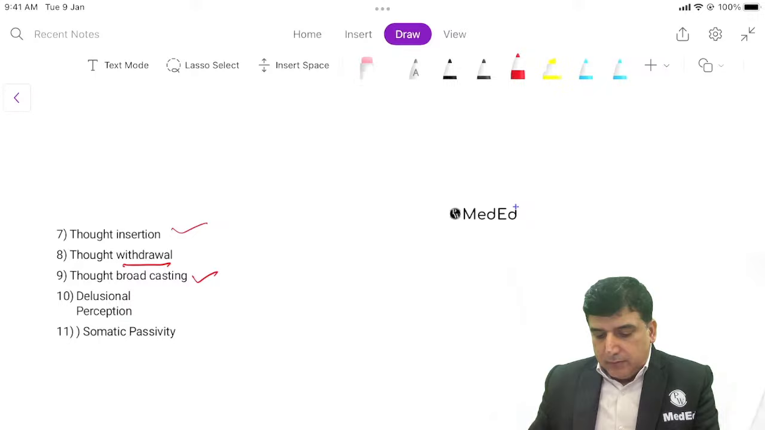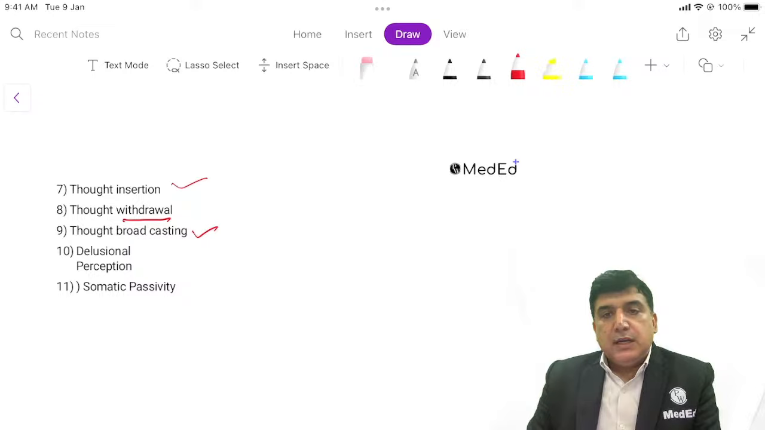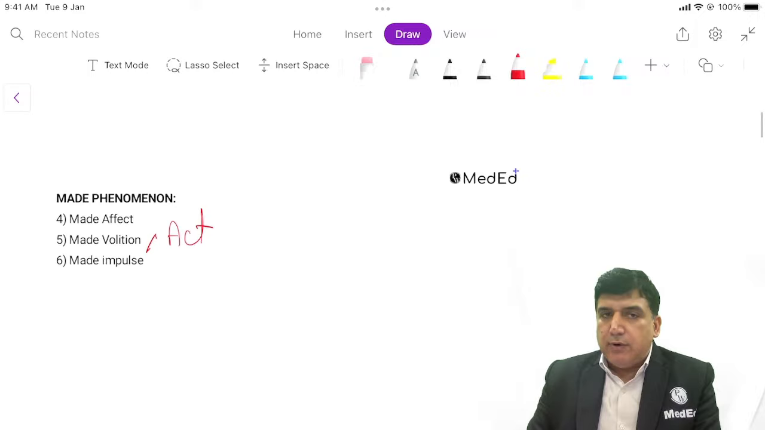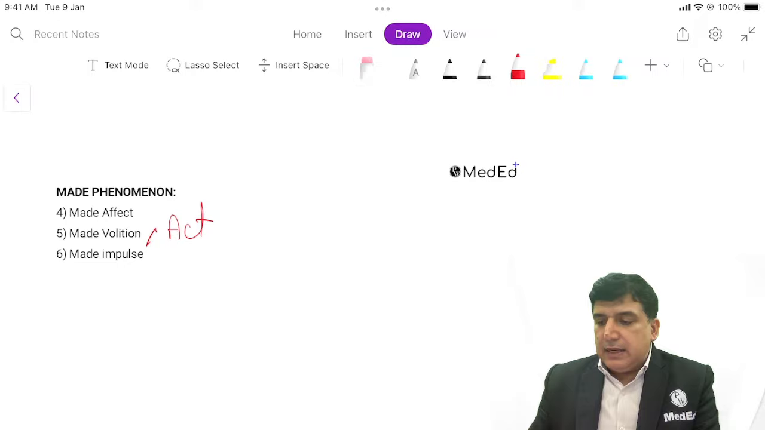Then delusional perception and somatic passivity. So there are 11 first rank symptoms. Among these, usually they ask the MCQ here that all of the following are first rank symptoms except, and you should know that these are 11 in number.